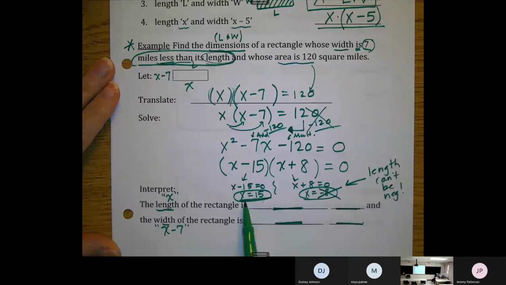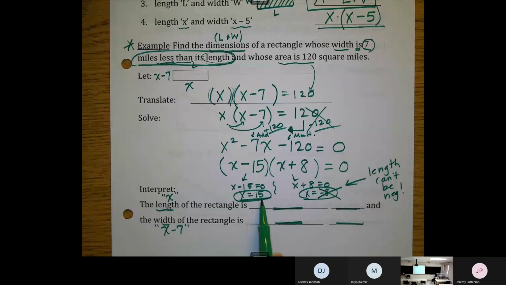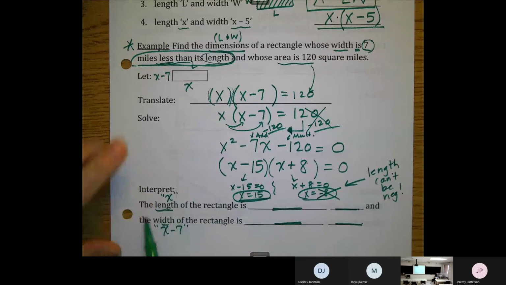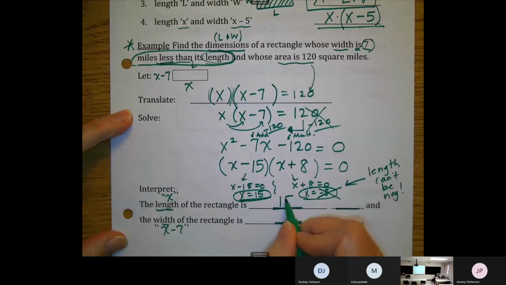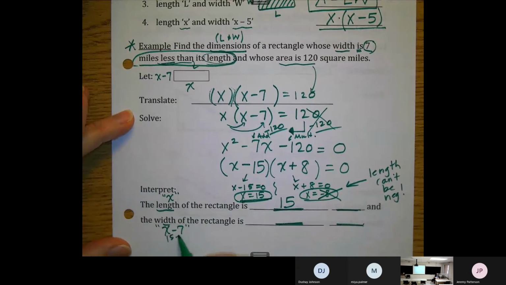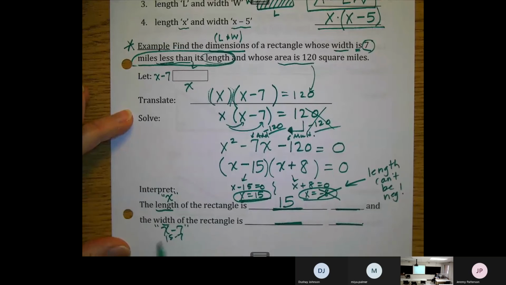So what about the actual solution 15? Is that going to be one of our answers? 15 is the value for X, and X stands for the length. So the length of this rectangle is 15. And if we put 15 in place of the X there, we can see that the width of the rectangle is 8. 15 minus 7 gives us 8.